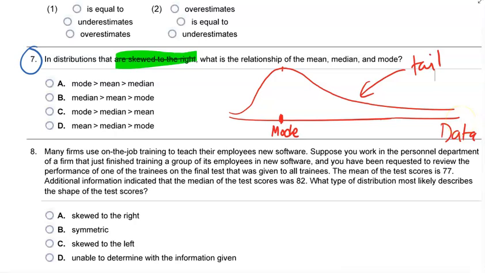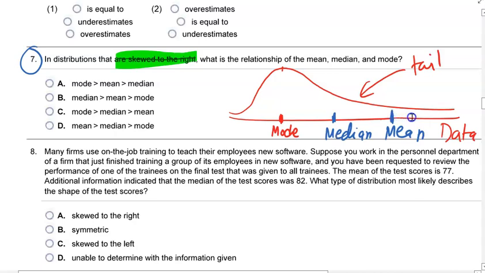And the mean is away from the mode in the direction of the tail, the longer direction here. The median is somewhere between the mean and the mode. This is the median. Remember that because of the tail, the mean is always going to be away from the median and mode, in the direction of the tail. The mean must be here, not here.